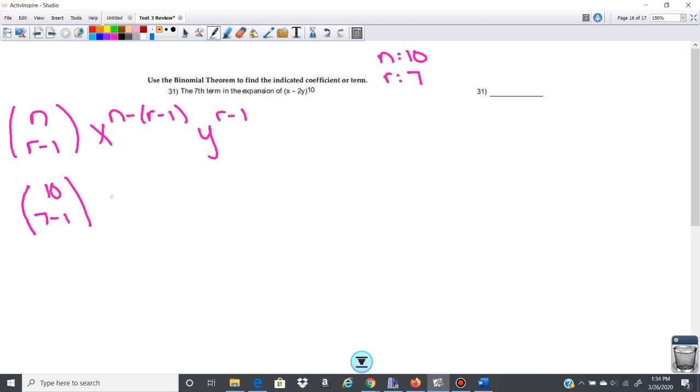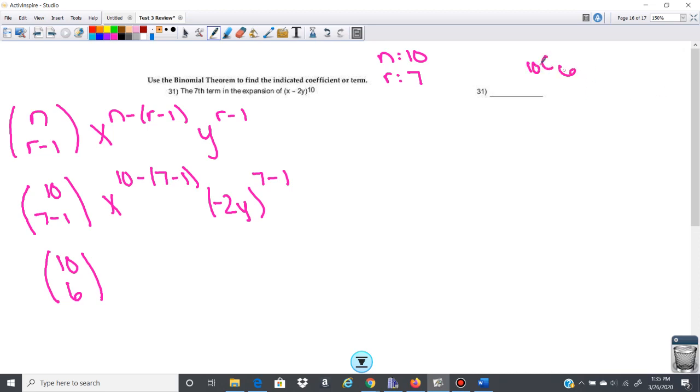First term is just x, and then it's 10 minus 7 minus 1, and then the second term is a negative 2y, so I do need to indicate that. And then it is 7 minus 1. So this is 10 and 6. That's the combination formula. Okay, so that would be 10C6 is what that's giving to you.